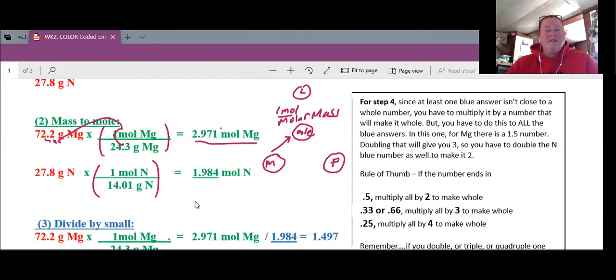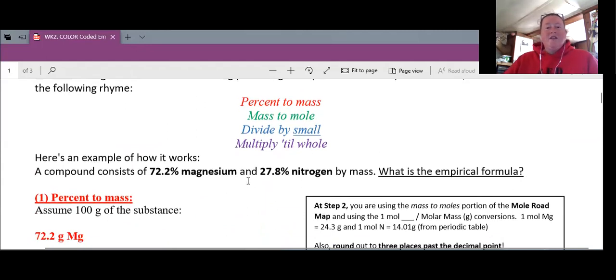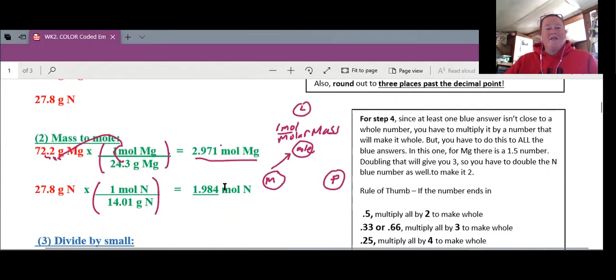Now, I underlined this for a reason. If we go back up to the poem, I have the word small underlined. And I love color coding and symbolic things. I think that it helps with learning. So when we get an answer to step 2, we have to look at which of the answers is the smallest. And what I did here is I underlined it. 1.984 is the smallest answer.